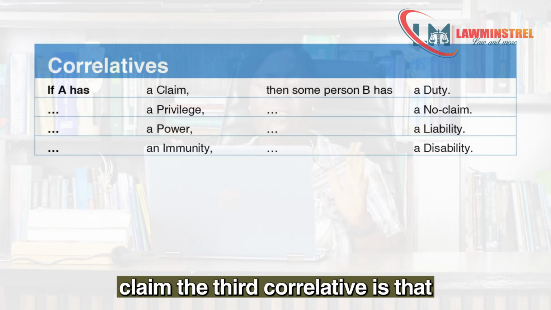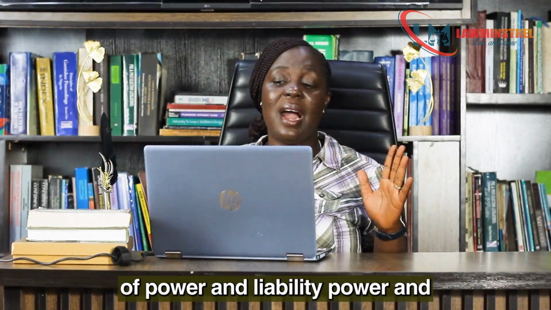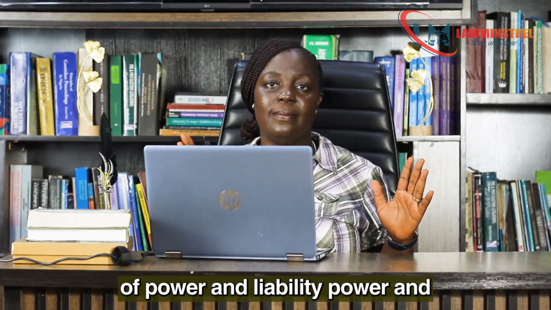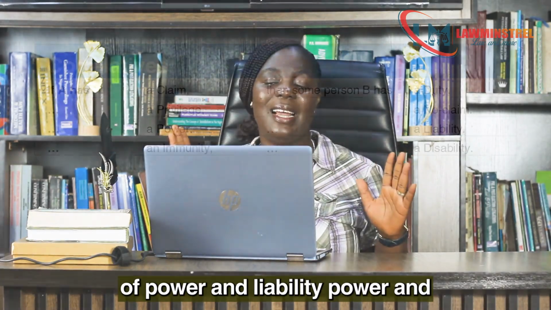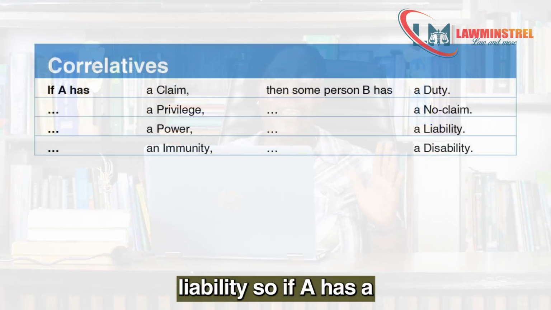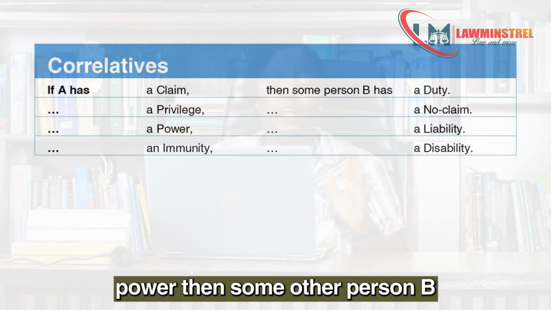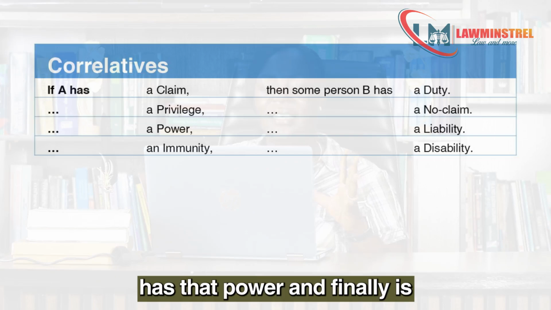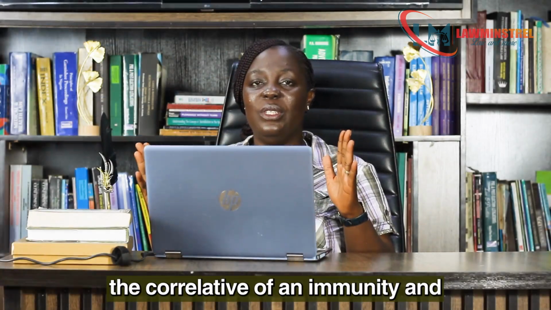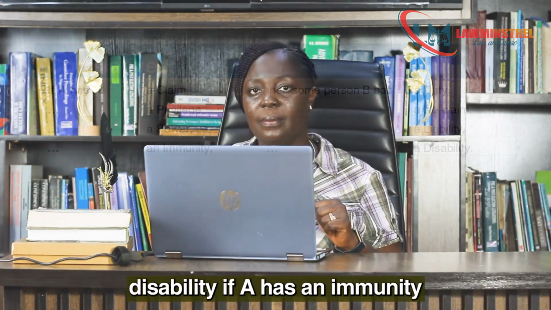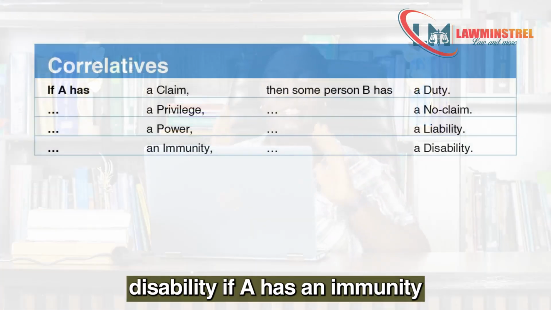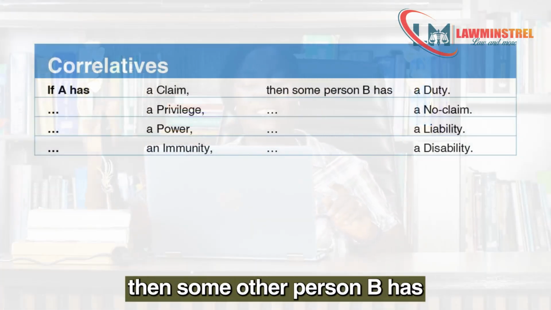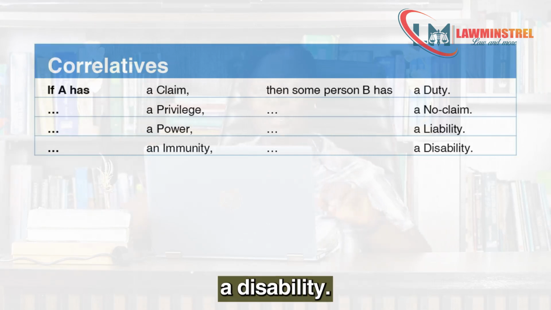The third correlative is that of power and liability. So if A has a power, then some other person B has a liability towards A who has that power. And finally is the correlative of an immunity and disability. If A has an immunity, then some other person B has a disability.